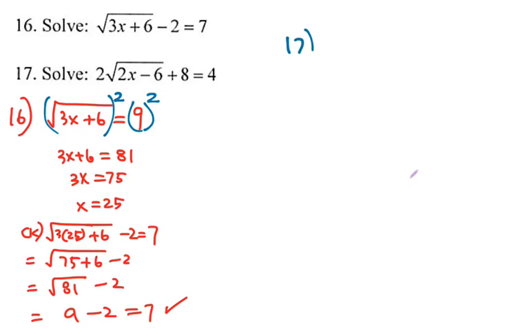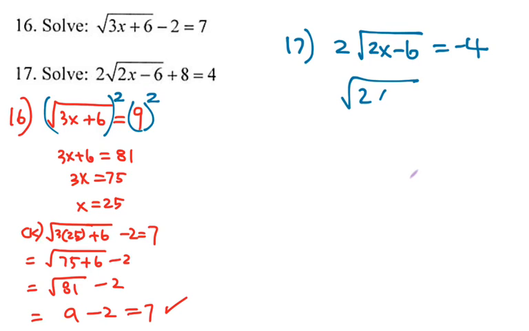First, we're going to get rid of 8. How are you going to do it? By subtracting 8 from both sides. Then we get negative 4. Then the square root of 2x minus 6 must be equal to negative 2 as well. Why? Because both sides were divided by 2.